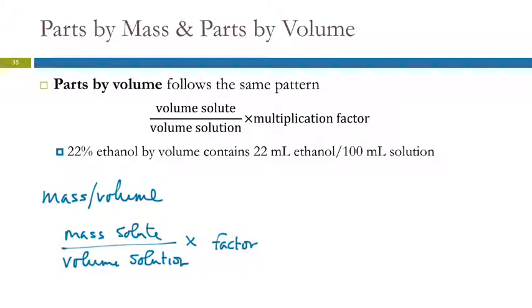These different parts units are used because they're easy for making solutions. So if you're trying to make a 22% ethanol solution, you measure out 22 milliliters in a graduated cylinder, you add water to 100 milliliters, you mix it up, you've got your solution. These solutions generally don't need to be super precise. Percentages are used a lot in medicine.